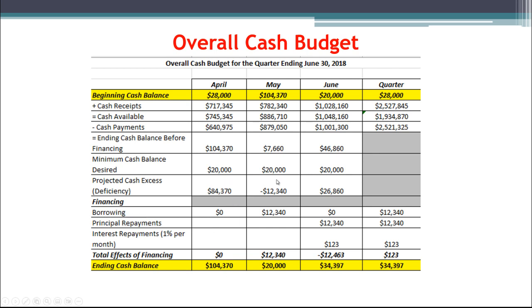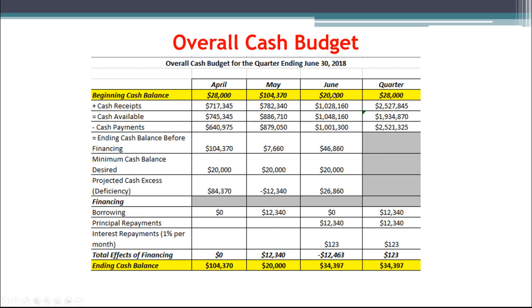By the time we get to the end of May, we're projecting that we're going to be negative with cash. We're projecting that we're only going to have $76.60 in cash, whereas we want to have $20,000. So we're $12,340 below where we want to be. So again, even though it seems a little odd, we're going to borrow money just to have it sitting in our ending cash balance. A lot of companies do that. They want to have that minimum cash balance.